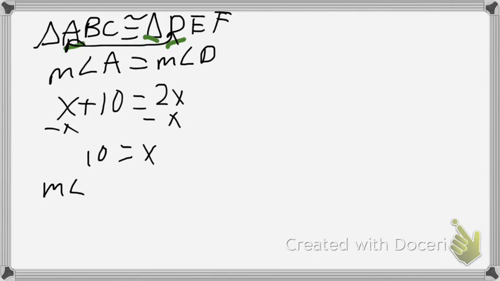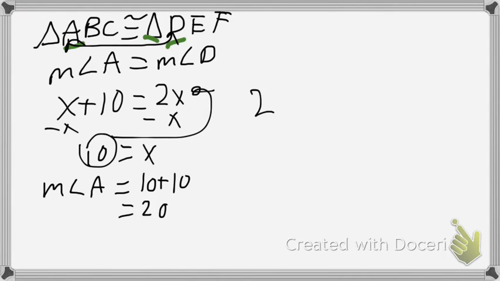Are we done? Not quite. The problem asks for the measure of the angles, not solving for the variable, even though if you look further down the lesson there are those. So we just go and plug it back in. 10 plus 10 equals 20. We also can look at that and go, if we had taken this 10 right here and plugged it into there, we get 2 times 10, and that equals 20 as well.